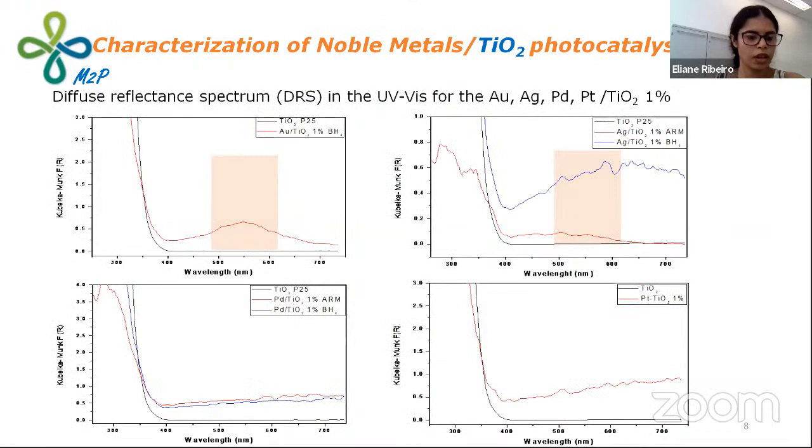The enhancement of light absorption in the visible light region can therefore increase the quantities of photogenerated electrons and holes that participate in photocatalytic reactions.